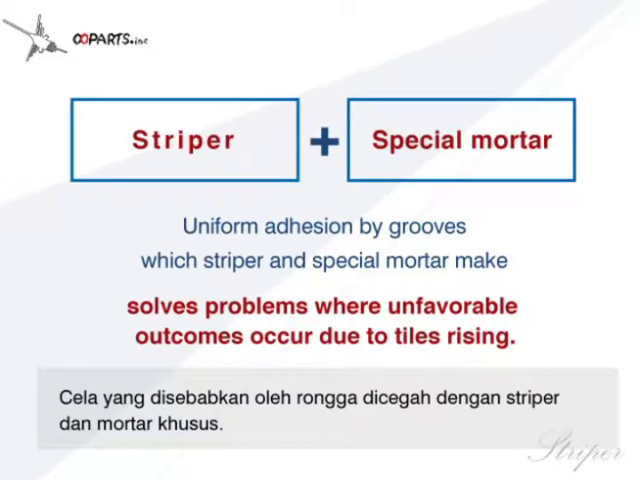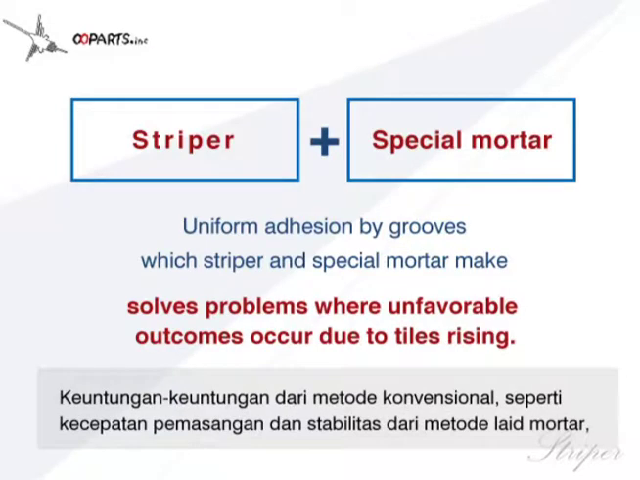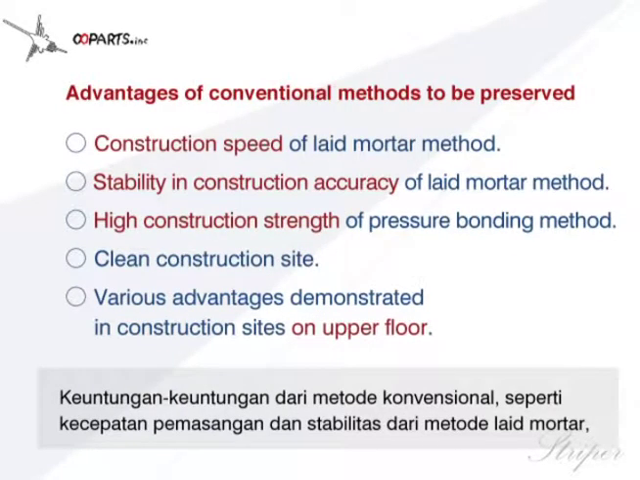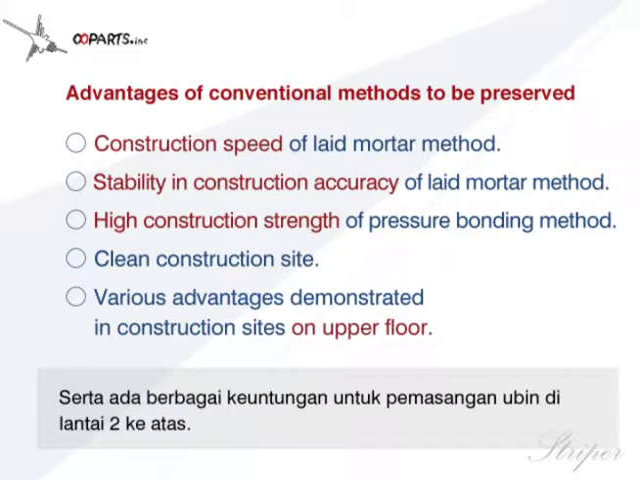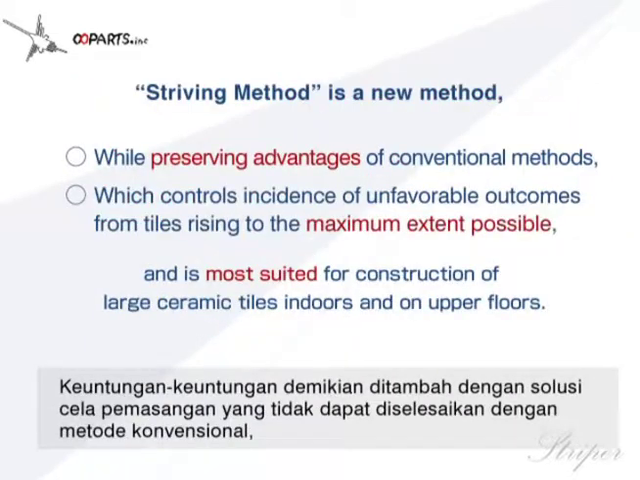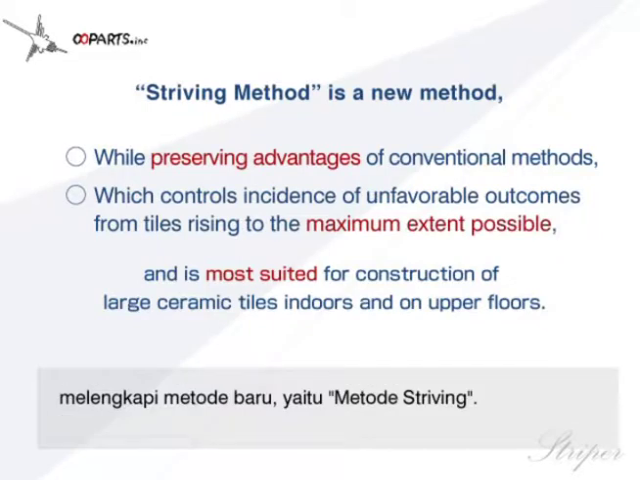The unfavorable outcomes caused by tile rising are resolved by the striper and special mortar, and advantages of the traditional methods, such as the laid mortar method's speed and stability, and the pressure bonding method's strength and tidiness, are preserved by the striving method. Also, there are various benefits for tile flooring construction on upper stories. This is the method which preserves the advantages of the traditional construction methods while eliminating problematic tile rising. This is the new method, the striving method.